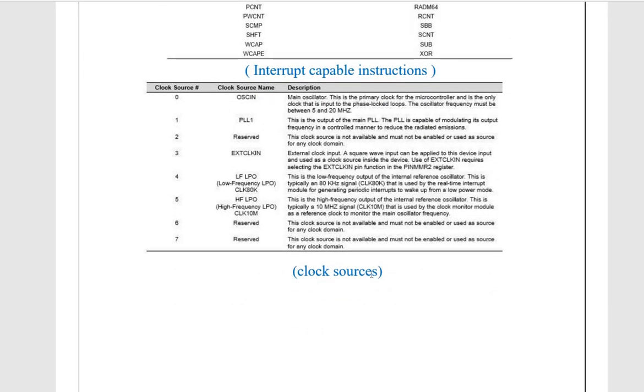And this is the table of the clock sources, which I divided into three parts: clock source number, clock source name, and description. It has the serial number and the clock source name. Like this, on serial number 0, the clock name is OSCIN, and here is the description about this. It is the main oscillator, the primary clock for the microcontroller. So in this table I described the clock names which are used in this microcontroller, and their descriptions.